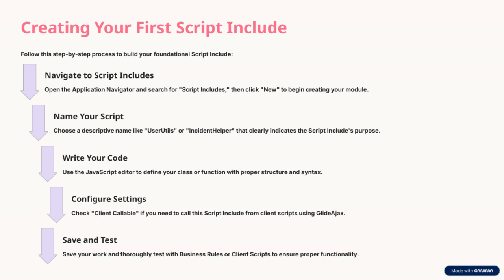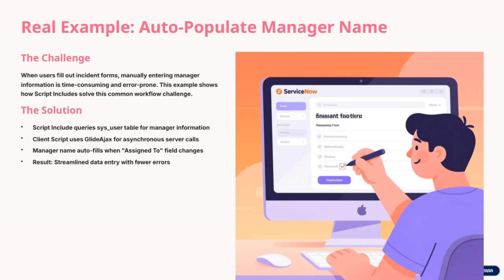Finally, to create your script include, open the application navigator and search for Script Includes. Click New to start building your module. Follow this step-by-step process to develop your foundational script include, ensuring it's well-structured and ready to serve your application needs. So this slide highlights the results we've achieved with our solution.